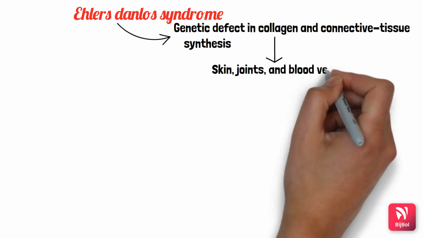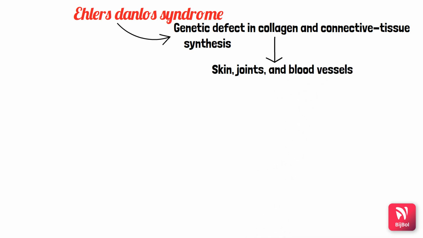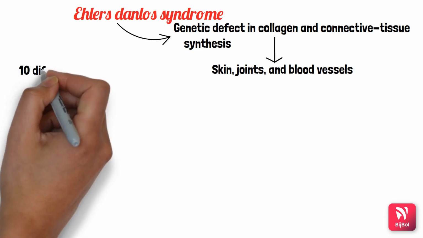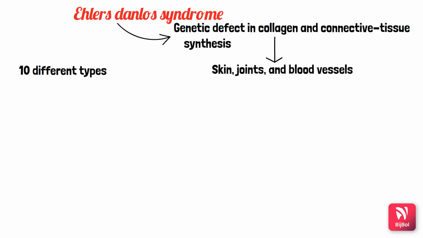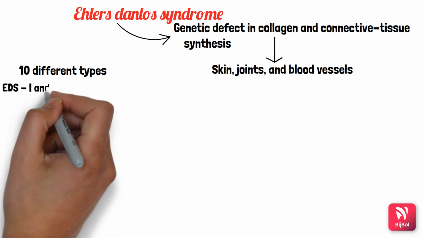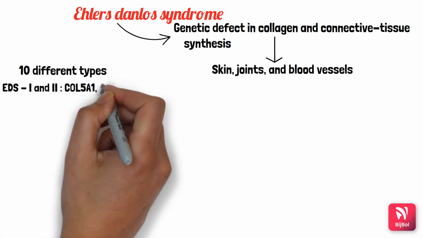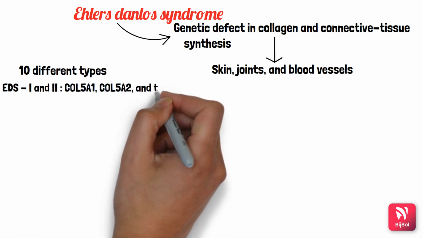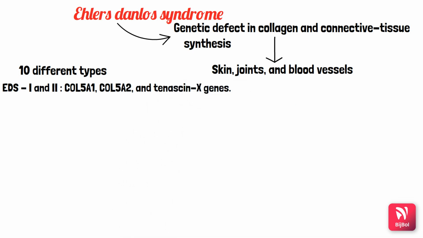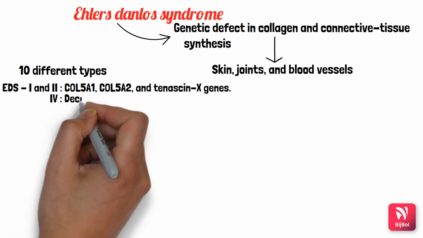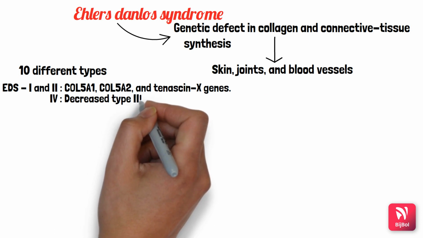And in the synthesis of collagen, there are various steps. Depending upon the steps involved, there are some 10 different types of inherited disorders which come under Ehlers-Danlos syndrome. Of which, in the first and second types of EDS, there will be mutation in the collagen 5A1, collagen 5A2 gene as well as the tenascin X gene. Because of this tenascin X gene, Ehlers-Danlos syndrome is even called tenascin X deficiency syndrome.